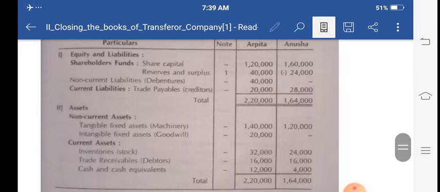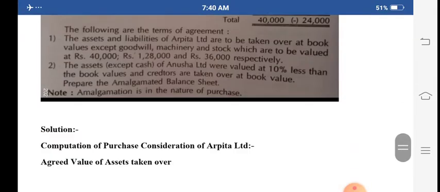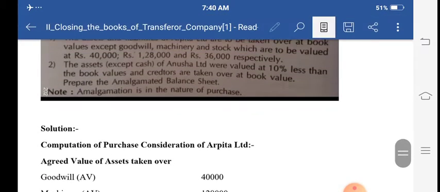Whatever asset values are given in the balance sheet of Anusha Limited: machinery is rupees 1,20,000, stock 24,000, debtors 16,000, equipment 4,000. Except the cash, all these assets we have to reduce by 10%. With the help of that you have to calculate.